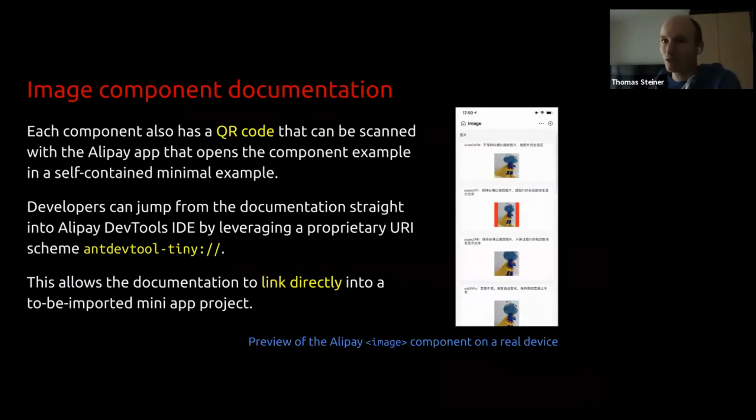And for each component, there's also a QR code that you can just scan that brings you right into the Alipay application, so you can test on a real device. You can see here, this is an Alipay sample mini app that just shows the components. So for each of the components, they make such a testing app available. And you can also connect directly to Alipay Devtools.